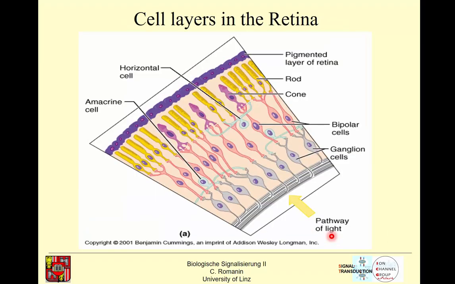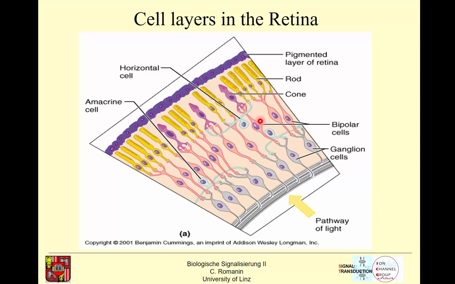So these are the main 3 layers: the photoreceptor cells, the bipolar cells, and the ganglion cells. As we already have heard, we have these more stretched forms, the rods, and we have these special forms which look like cones. So these are the cones. And in between there are 2 additional sorts of cells.